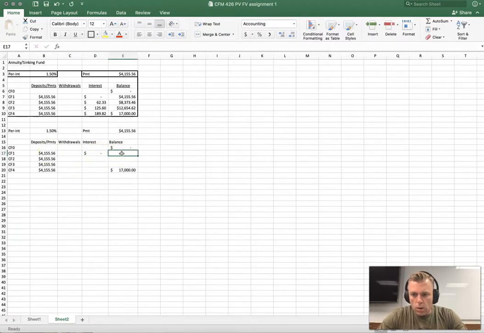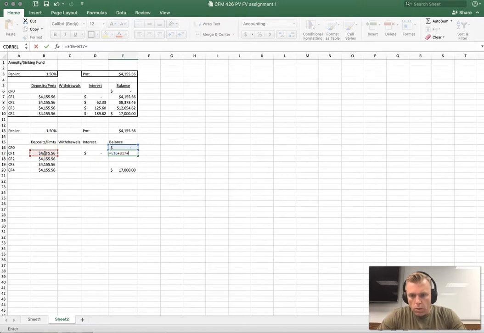But this is where we need to create a formula. So what we're going to do is take this cell, E16, the first balance of cash flow 0, plus cash flow 1, plus the interest, and we're not going to worry about withdrawals. Why? Because it's an annuity. Okay.